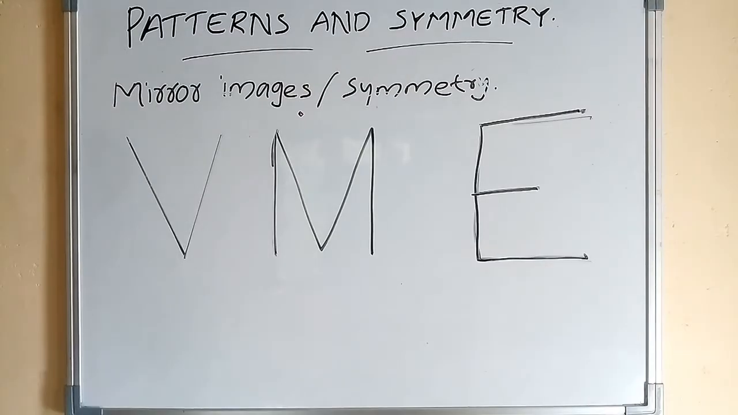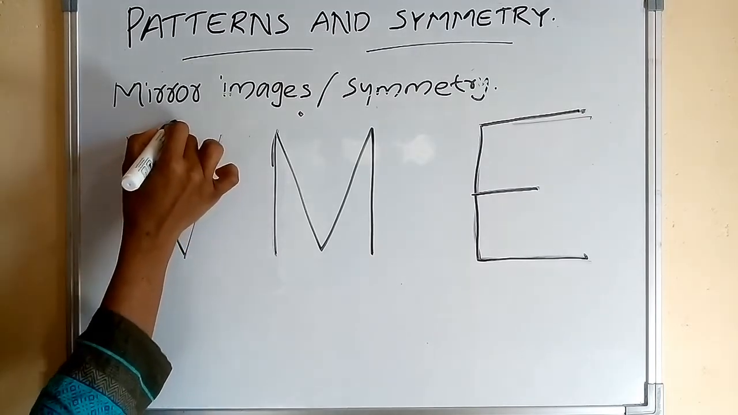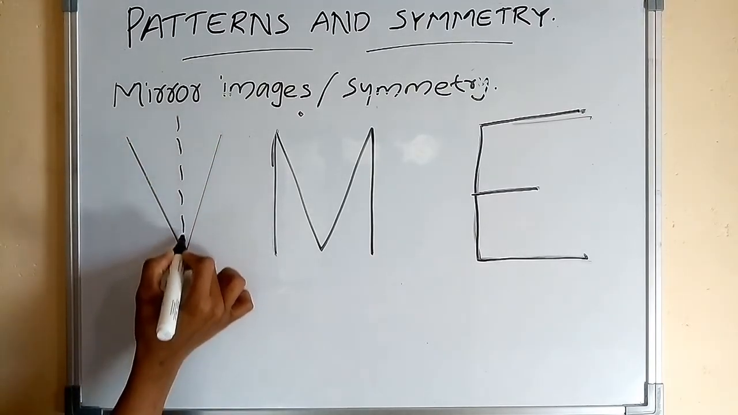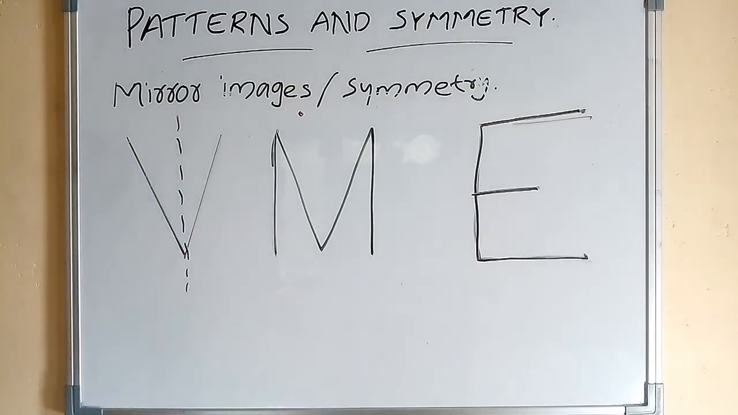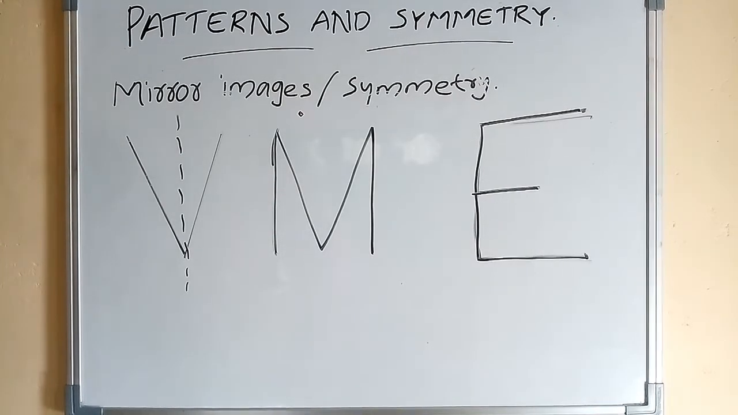Look at the letters V, M and E. Place a mirror in the center of these letters and look into that mirror. Then the other half of the pattern is seen in that mirror. That means a symmetrical image means a figure which can be divided by a line into two equal halves such that one half is the mirror image of the other half.